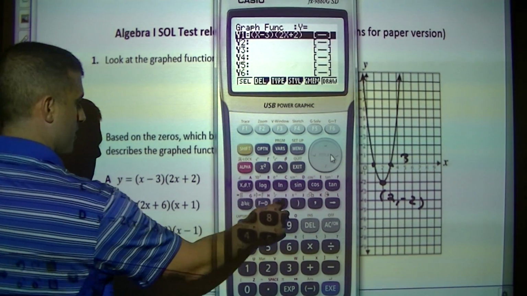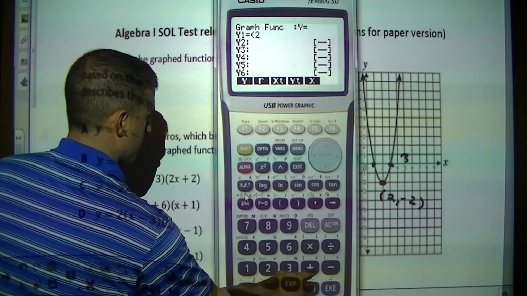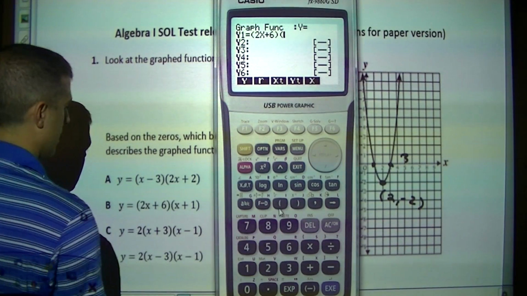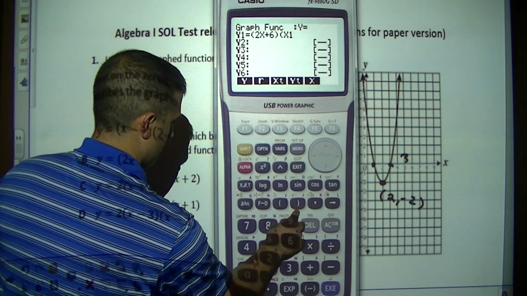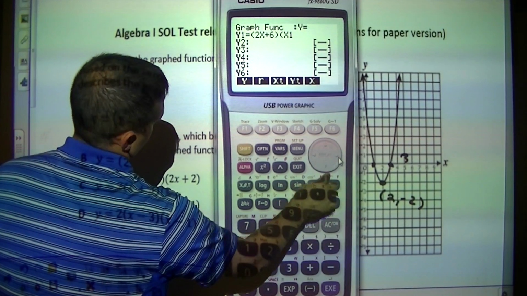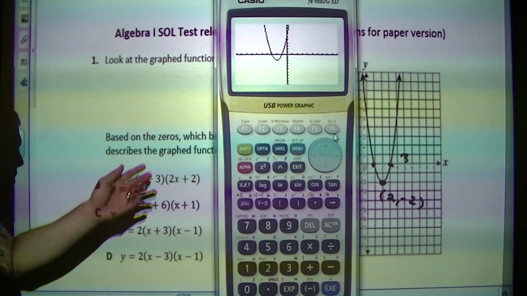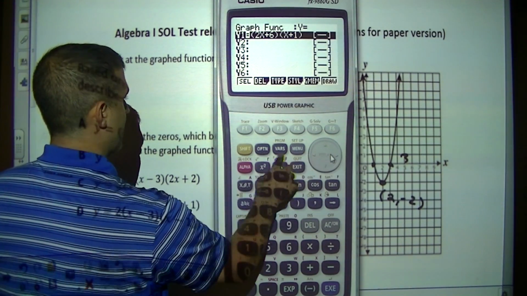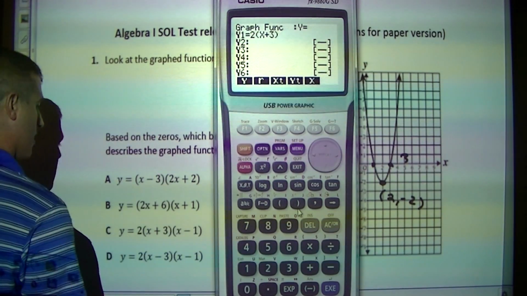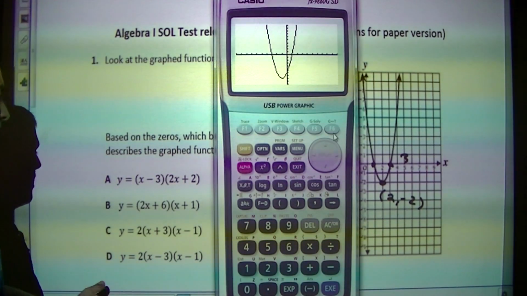Okay, so I'm going to do this next one. 2x plus 6, and then x plus 1. All right, if I draw that, that obviously isn't it. So let me go back. So now on letter C. I got (2x plus 3)(x minus 1), all right, I draw, okay, still not the answer.